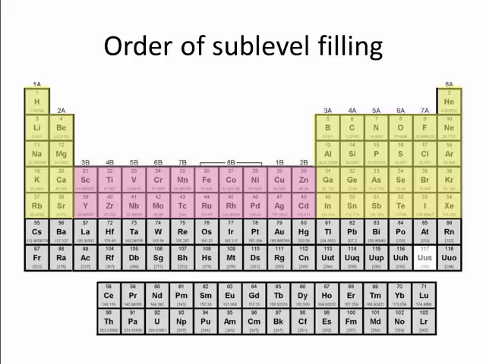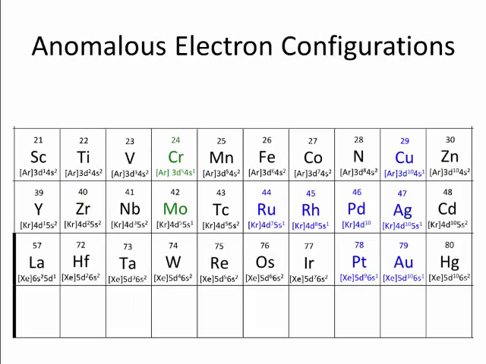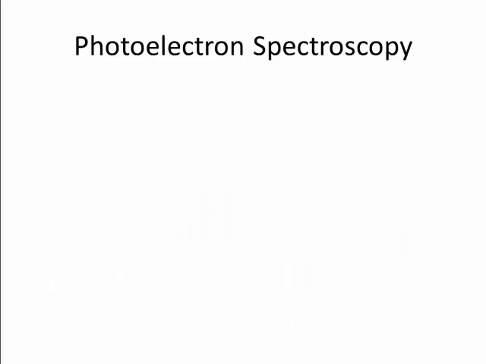But how can scientists experimentally confirm these electron configurations? And what about elements that don't follow the typical filling pattern? Chromium, molybdenum, copper. How do scientists know that these elements have electron configurations different from the general prediction? The answer is photoelectron spectroscopy.